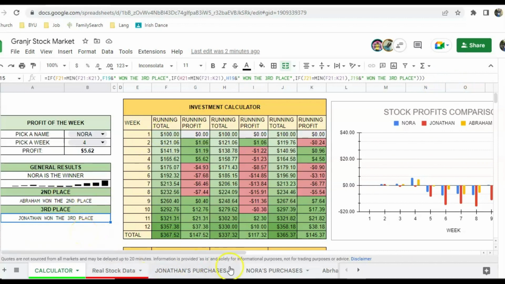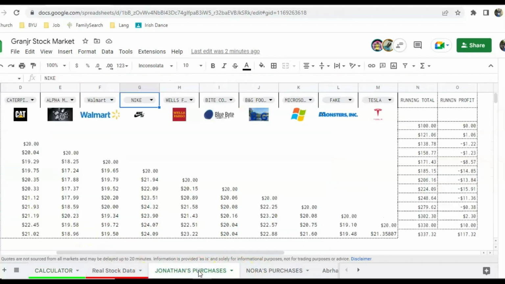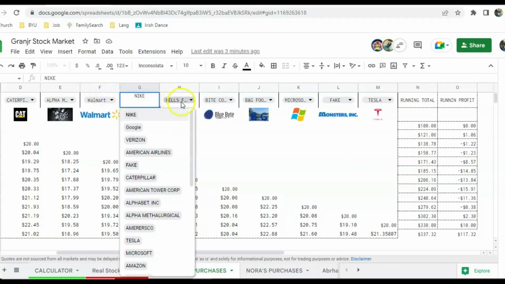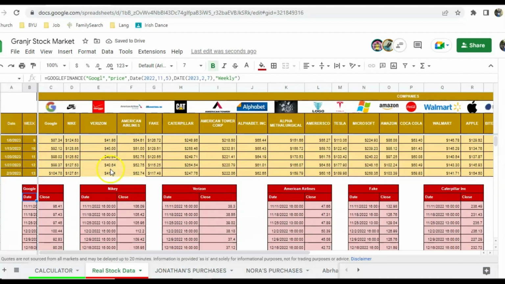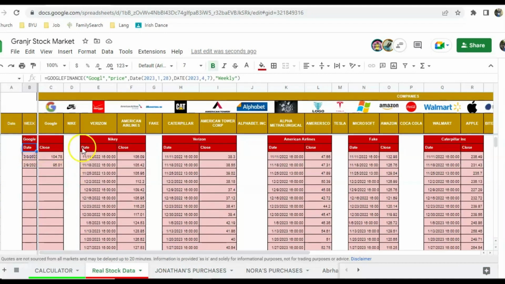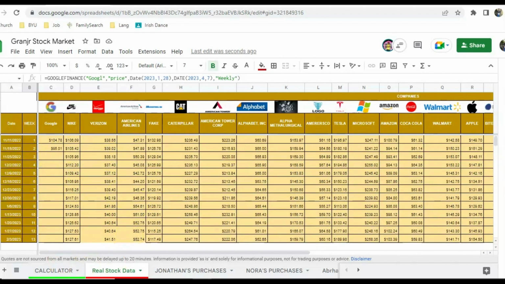Yep, and so what's super cool about all this is that because we have added data validation, Vlookup, and all these formulas, you can do this for your own group of friends. Just go over the real stock data, change the date. If you change it from this past week to the current week, you will see that the data will be missing for all the weeks in the future. But that's just what makes it fun. And then do this test for yourself.